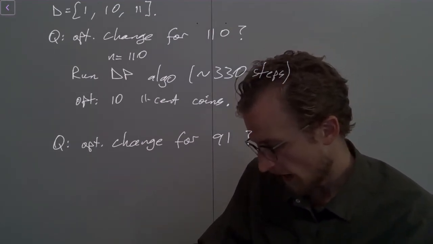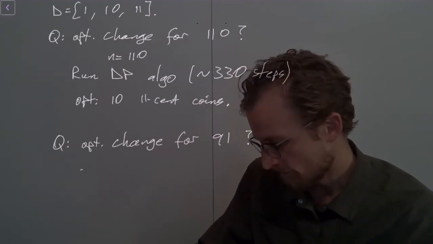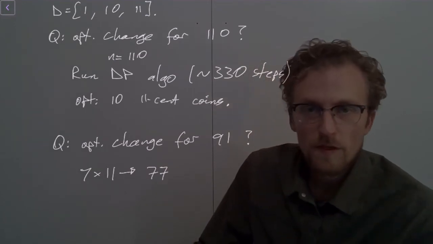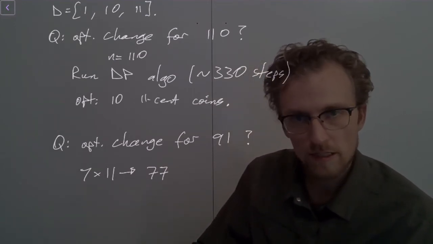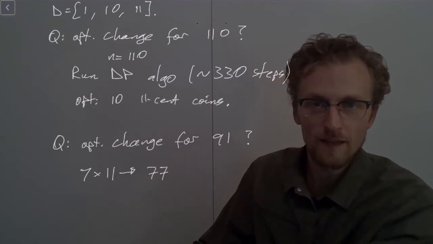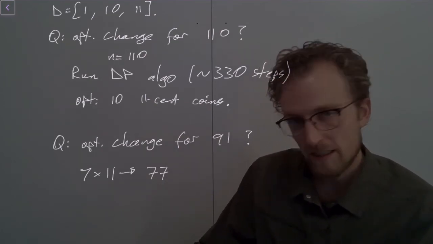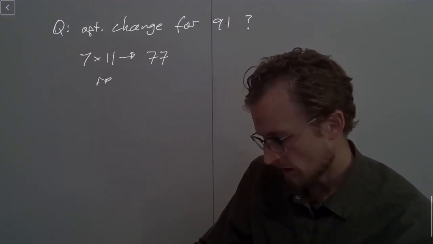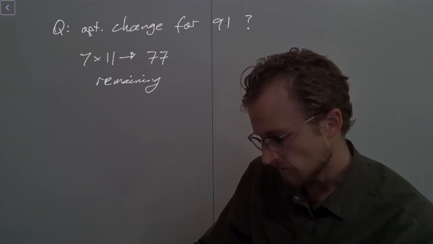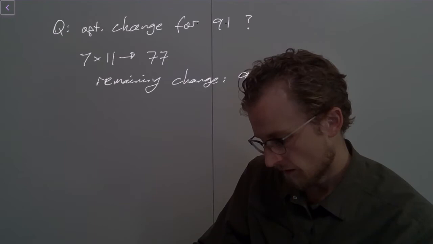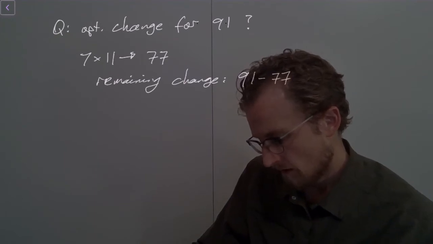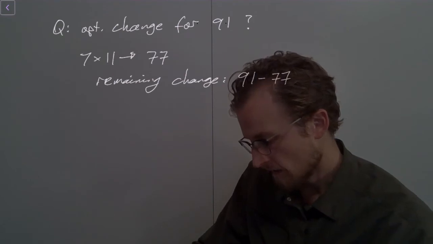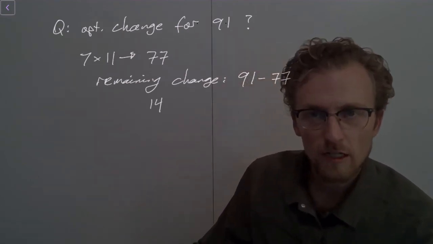Okay, so what do we have? Well, if I put down 7 11s, so 7 times 11, that puts me to 77. Now that's within 22 of 91, right? So that's close. It's not like within an 11-cent piece, but it's close. And so now I've got 7 11s. What's remaining? Well, the remaining change to make is 91 minus 77. What is that? Well, that's 14. Right? So how do I make change for 14?